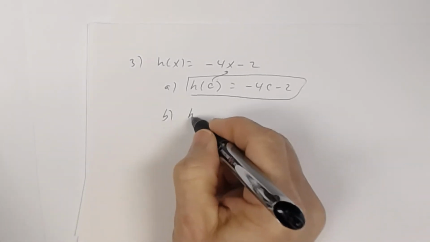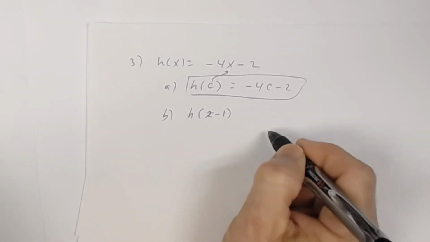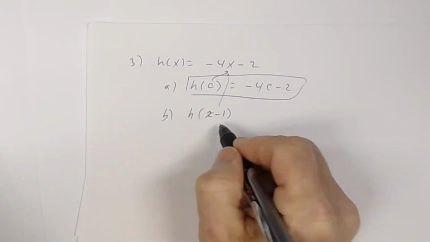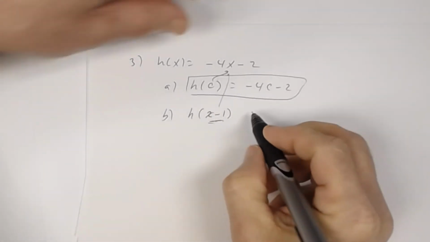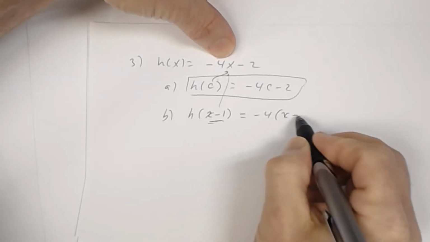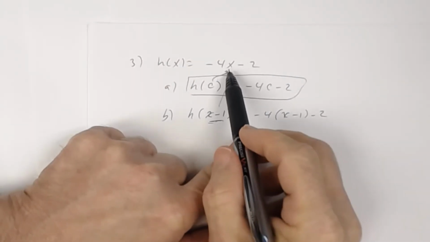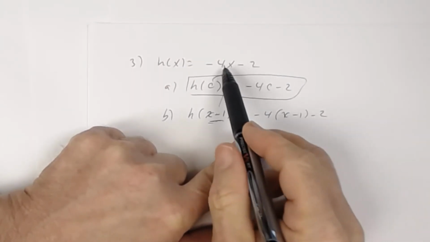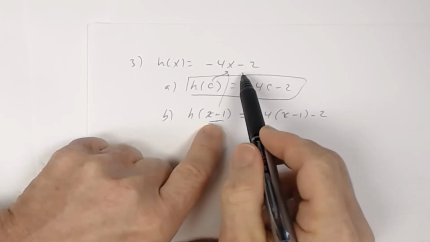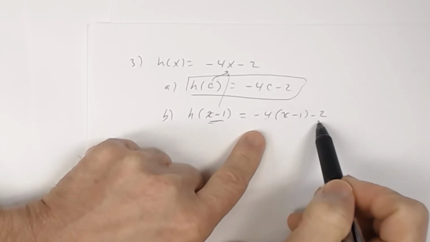B. Suppose I want to find h of x minus 1. Wherever I see the variable x, I'm going to substitute x minus 1. So this becomes negative 4, in parentheses, x minus 1, and then minus 2. Wherever you see the variable x, you're going to substitute this. So negative 4 times what's inside the parentheses, x minus 1, and then minus 2.